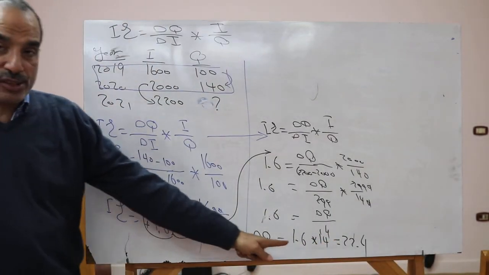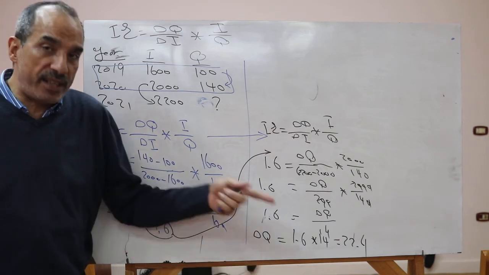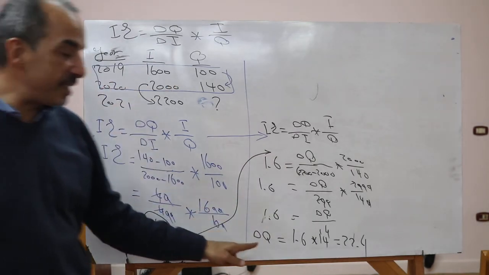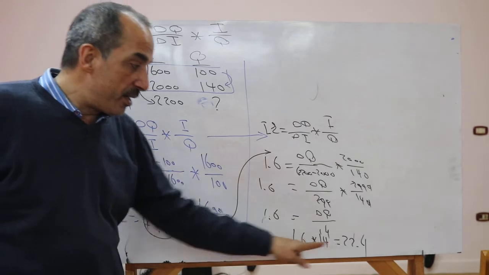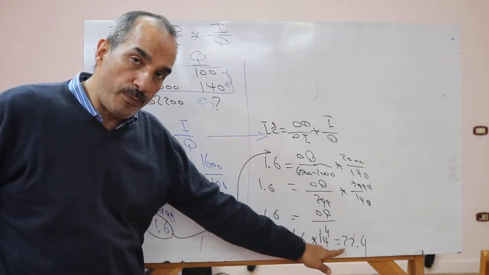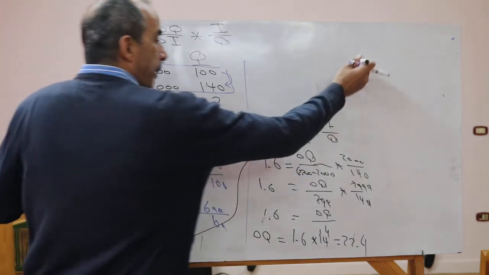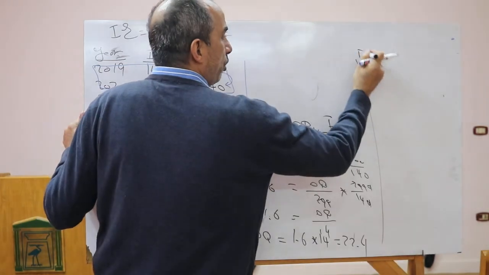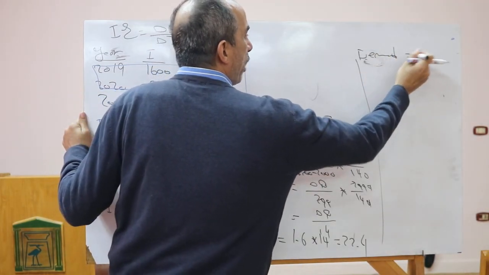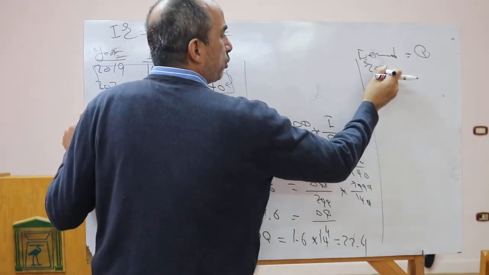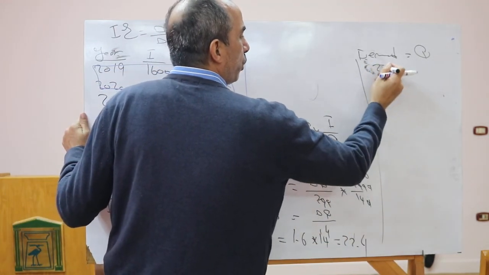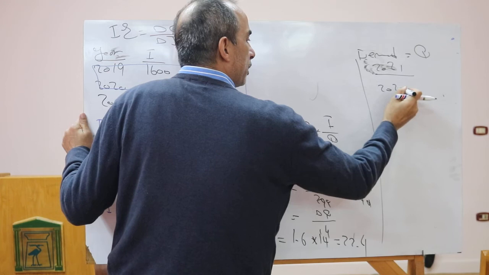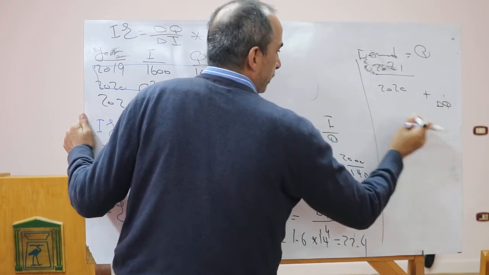Okay, this is not the quantity. This is not the demand in the future. This is not the demand in 2021. No, this is a change in quantity. Change in quantity is positive 22.4. Meaning the demand or the quantity in 2021 equals the demand or quantity in 2020 plus the change in quantity.